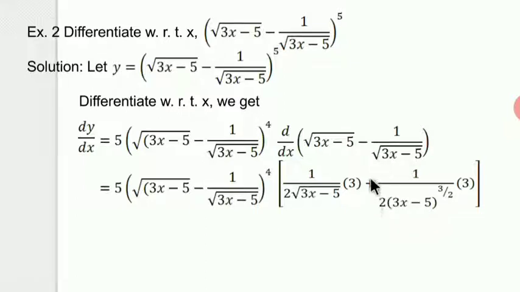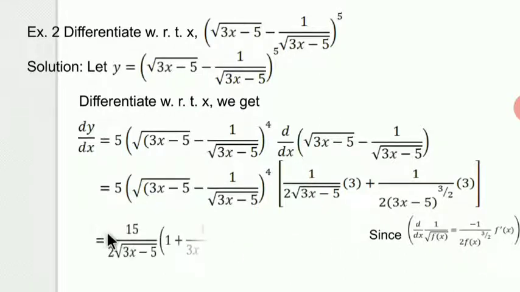So minus minus becomes plus 1 upon 2 times (3x minus 5) raised to 3 by 2, into the derivative of 3x minus 5, which is 3. I use this formula here. I write that formula here: 1 upon square root of 3x minus 5. I use this formula. Remember this.